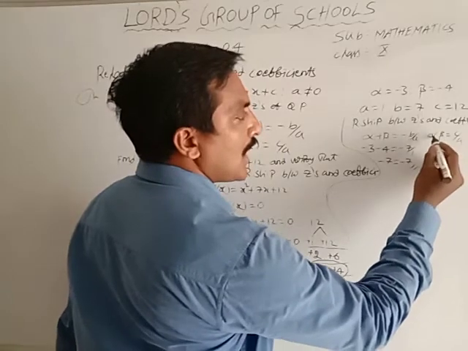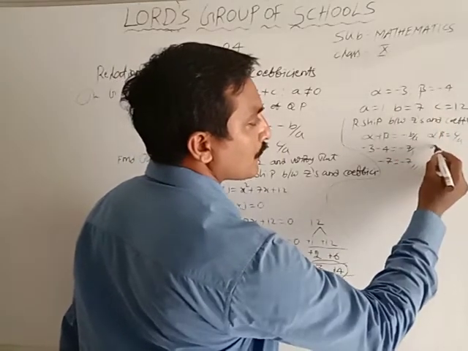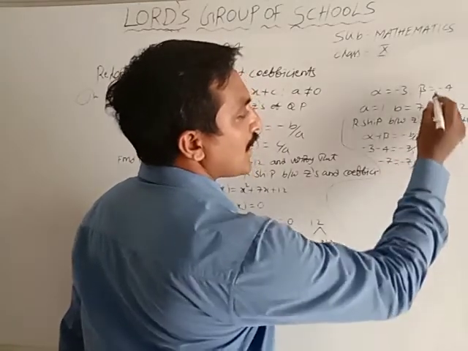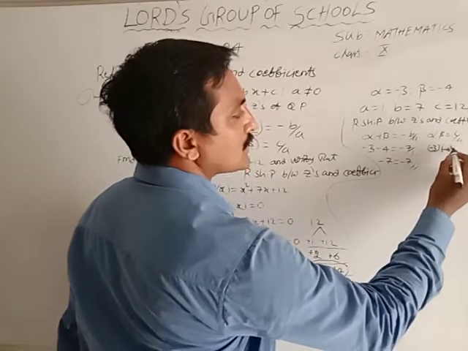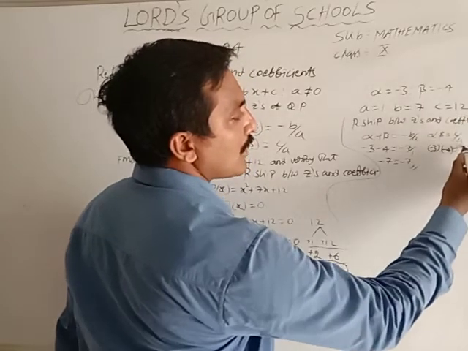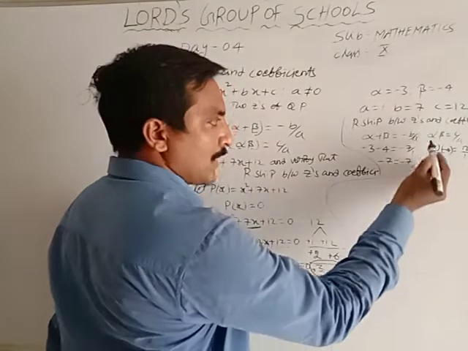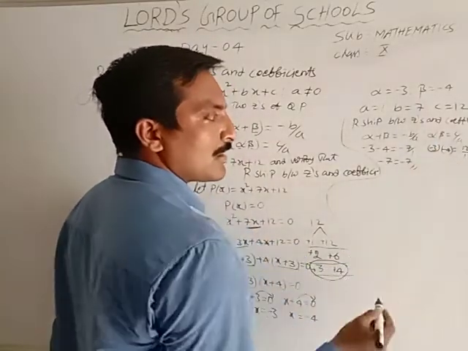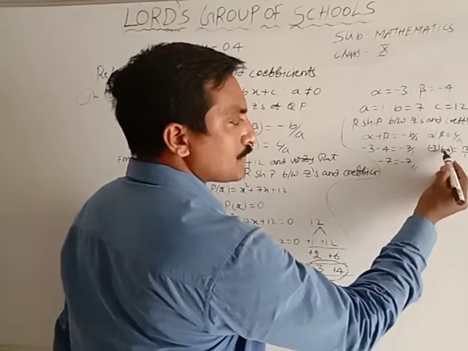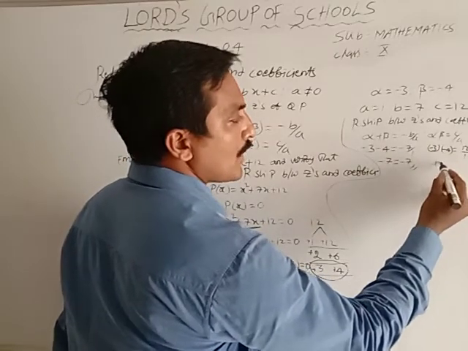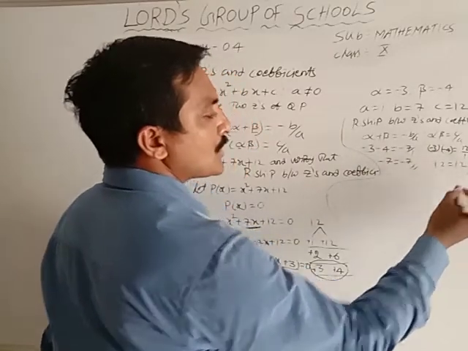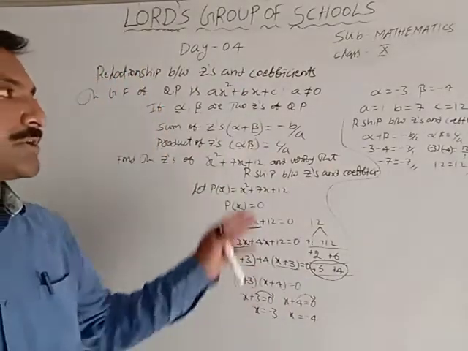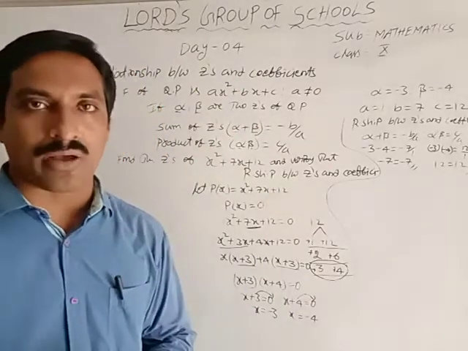These two are satisfied. Next comes the second condition. Alpha into beta, alpha value is minus 3 into beta value is minus 4, is equal to c value 12 by a value 1. Minus into minus is plus, 3 into 4, 12 is equal to 12. So this is the relationship between zeros and coefficients of a quadratic polynomial.